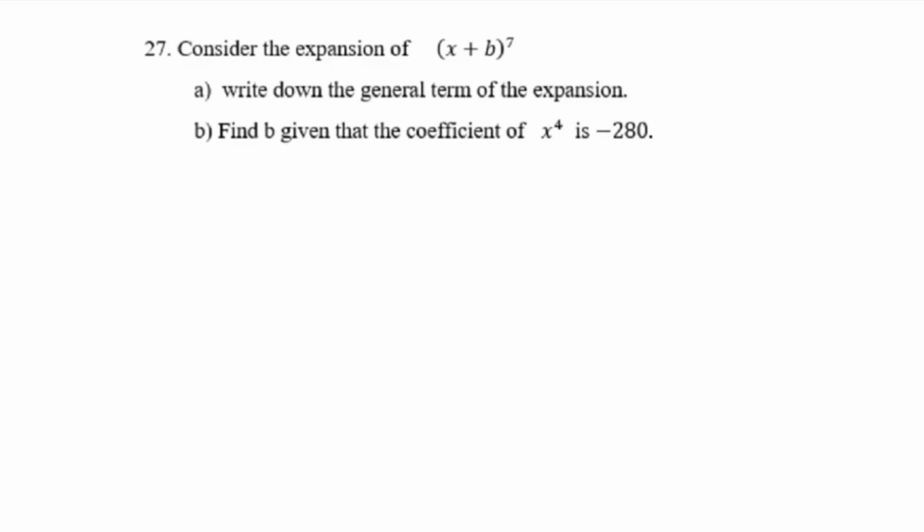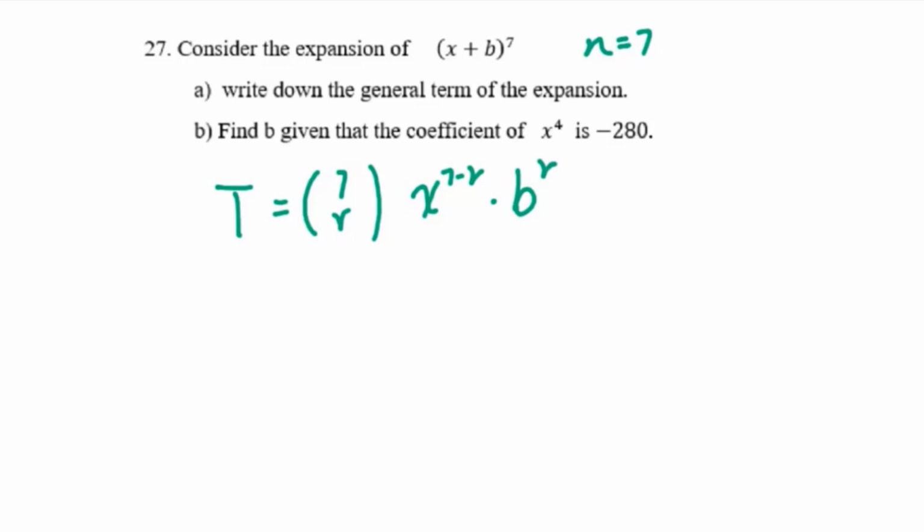Let's do 27. Consider the expansion of x plus b to the 7th power. Write down the general term. For the general term, n equals 7. Therefore, 7 choose r, x to the 7 minus r power times b to the r's power. Figure out b, given that the coefficient of x to the 4th power is negative 280. For x to the 4th power, therefore, 7 minus r equals 4. r equals 3. Therefore, we go back and plug in.